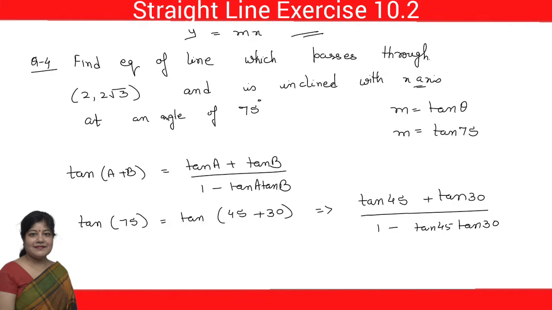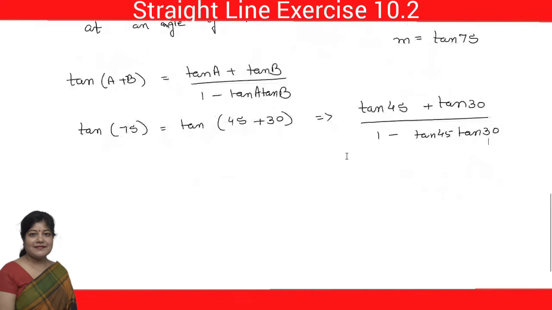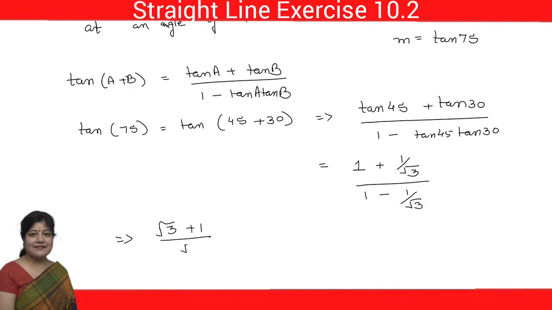Understood? Now we substitute different values. So tan 45 is 1. What is the value of tan 30? Tell me. 1 by root 3. Yes, you have remembered. Very good. So 1 plus 1 by root 3 over 1 minus 1 by root 3. That becomes root 3 plus 1 over root 3, over root 3 minus 1 over root 3. Now we use the rationalization process which we learned in class 9.